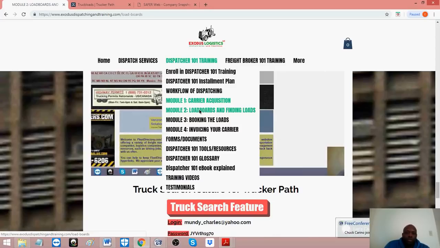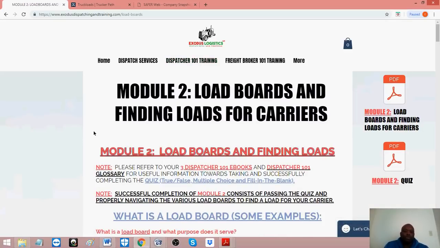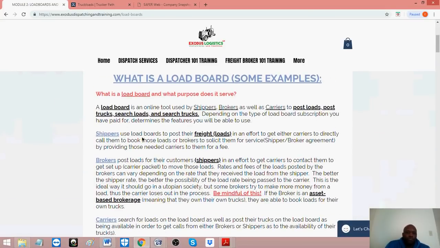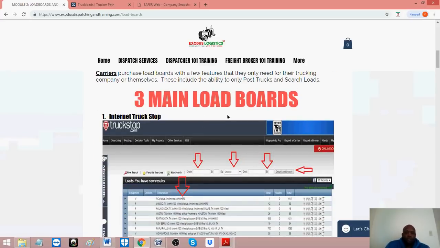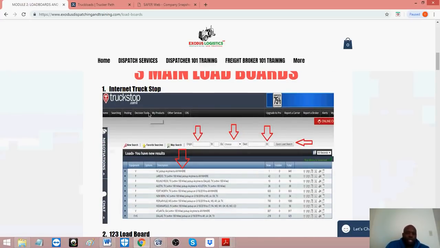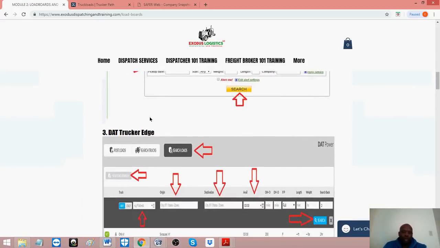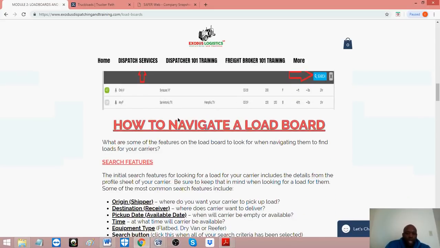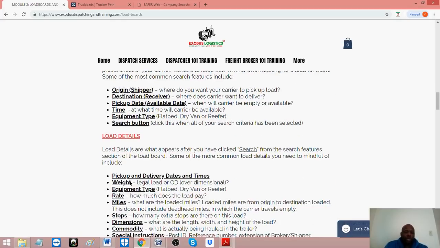Module 2 talks about the load boards. What are load boards? How to navigate load boards and actually find loads for your carriers. Shippers, brokers, carriers. The 3 main load boards out there: Internet Truck Stop, which I have in my back office; 123 Load Board, which I have in my back office; and DAT, Trucker's Edge, which I have in my back office. And then how to navigate that, the different search features, and what to look for when you're looking for loads.